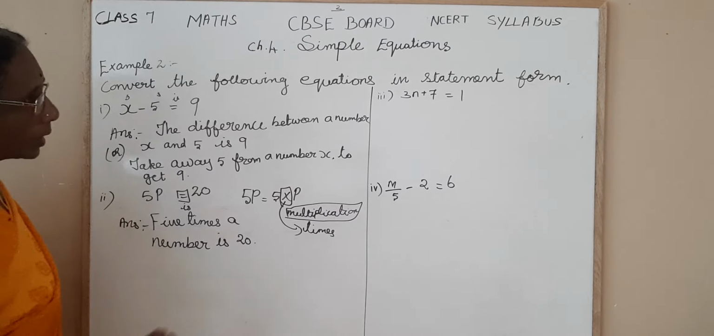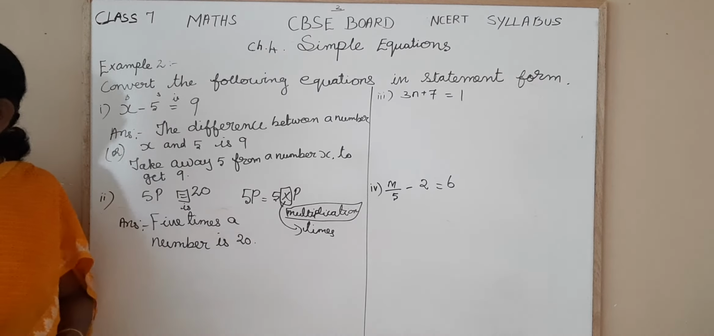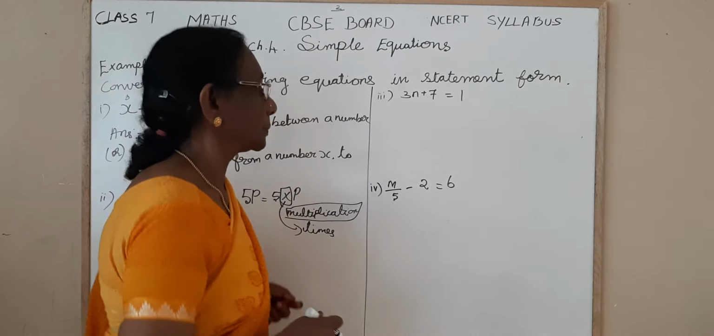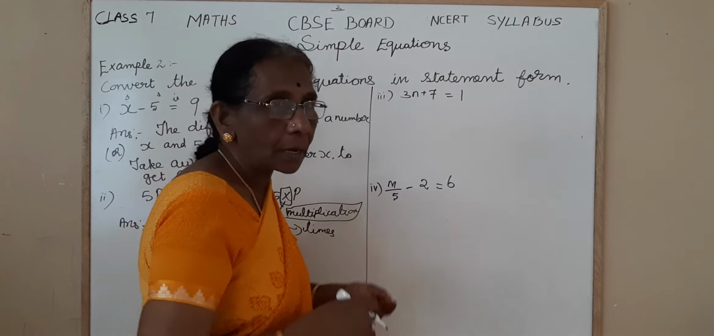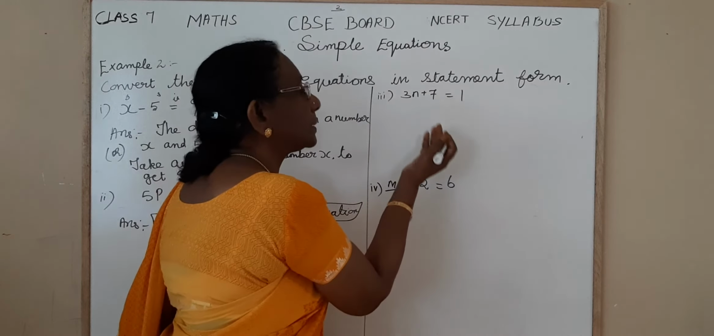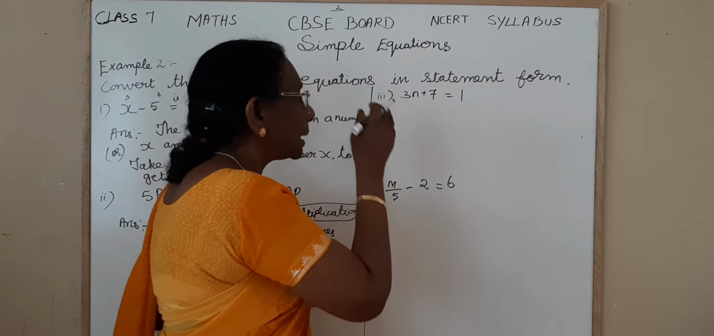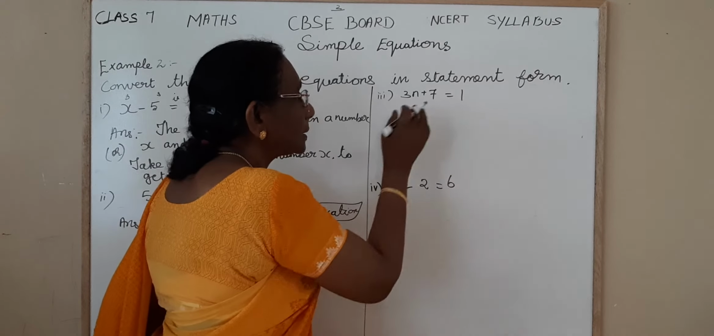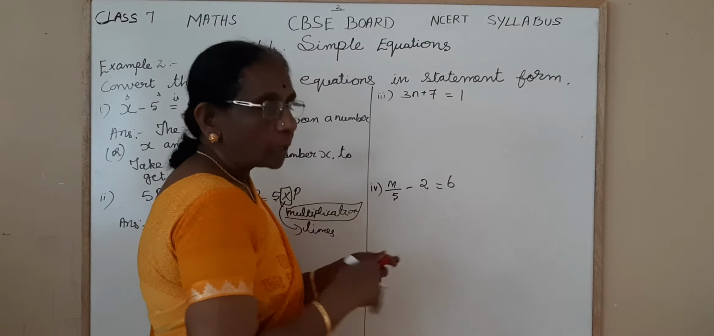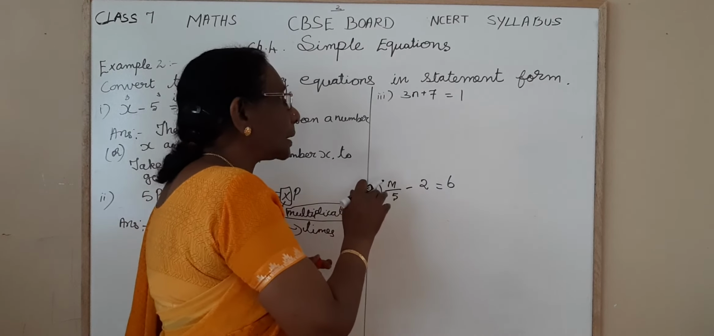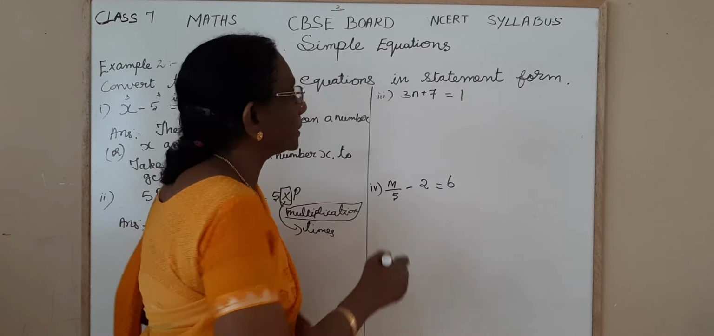Okay, children? Now we'll move to the next one. 3n plus 7. 3n is what? 3 times a number. Plus, what operation? Addition operation. What are the numbers you are adding? 3 times a number and 7. What are you getting? 1. So how to translate? The sum of 3 times a number and 7 is 1. In other words, add 3 times a number and 7 to get 1. You can write in these two ways.